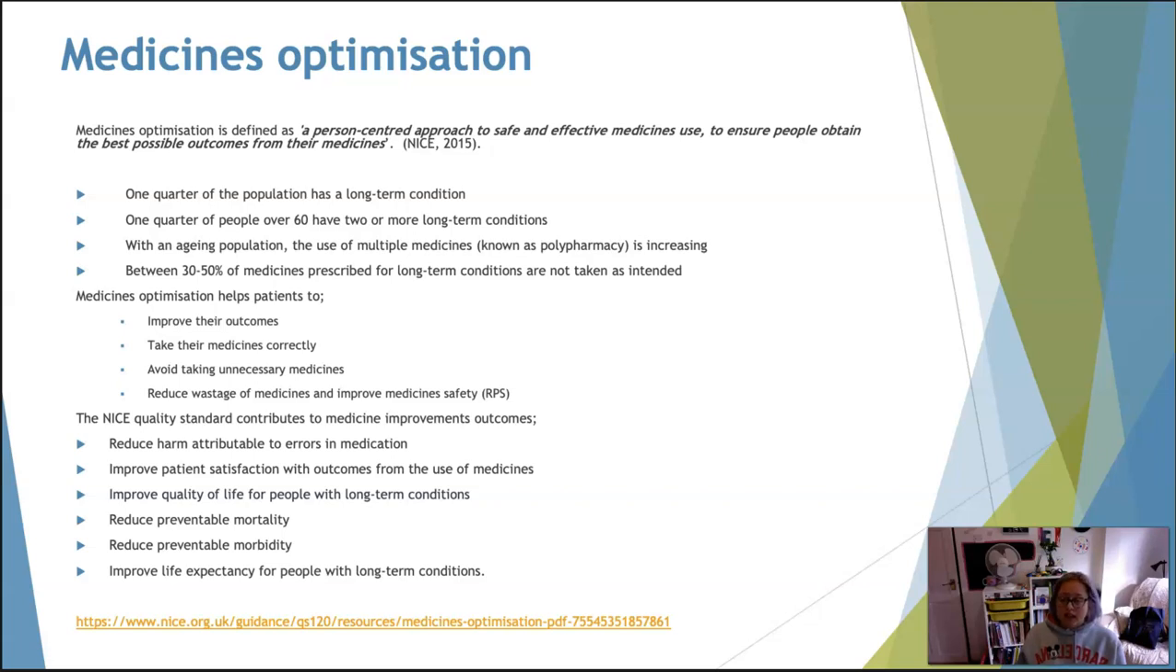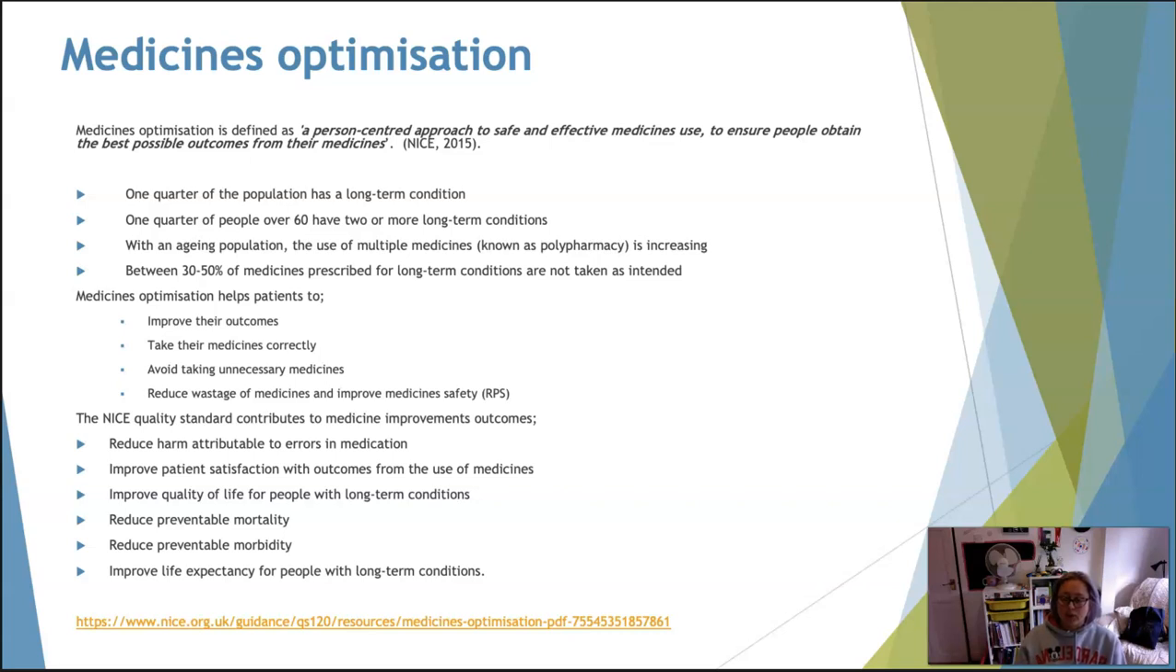So the NICE guidelines have some standard contributions to help us improve medicines optimisation and to help our patient outcomes. And obviously this is the link; if you click on further down, it'll take us to the NICE Medicines Optimisation guidelines. But an overview is that it helps to reduce harm attributable to errors in medication. It helps us to improve patient satisfaction with their outcomes.